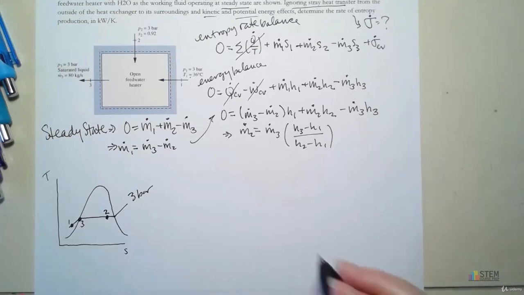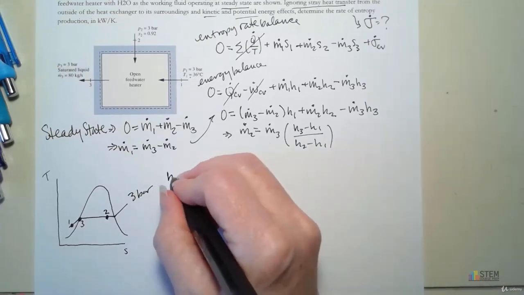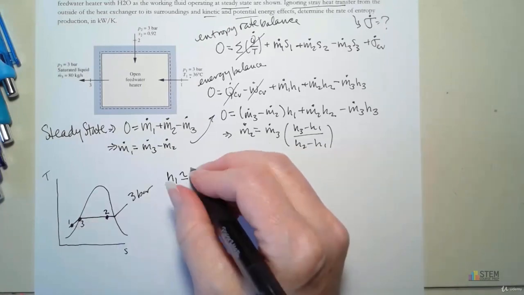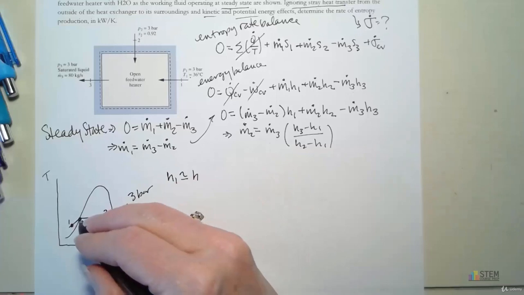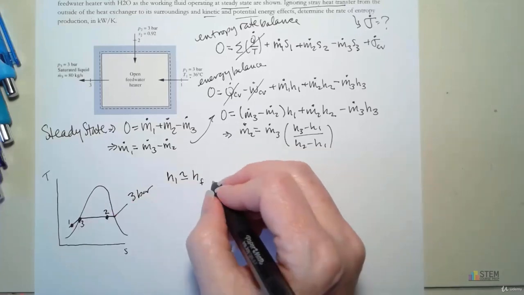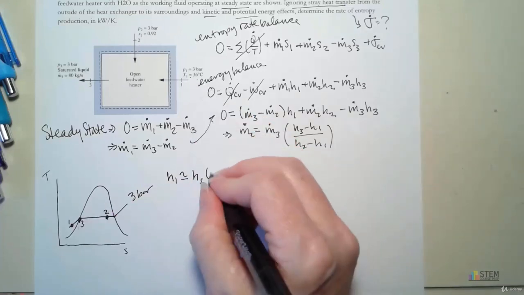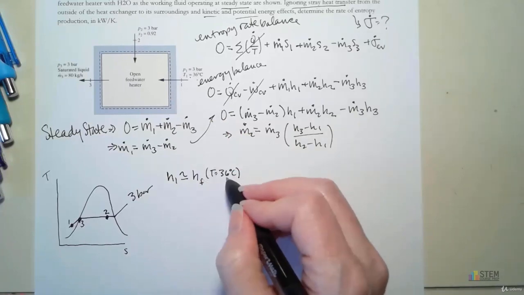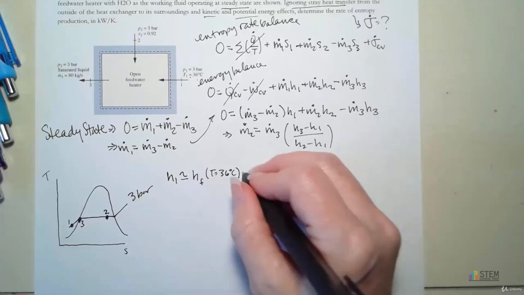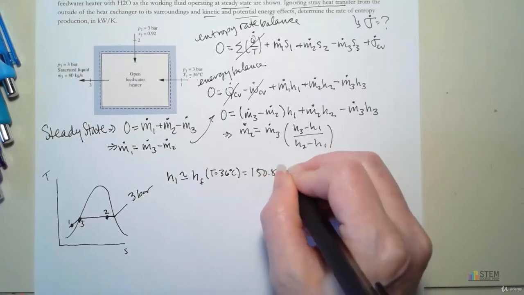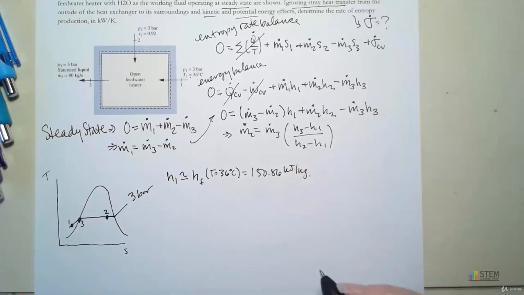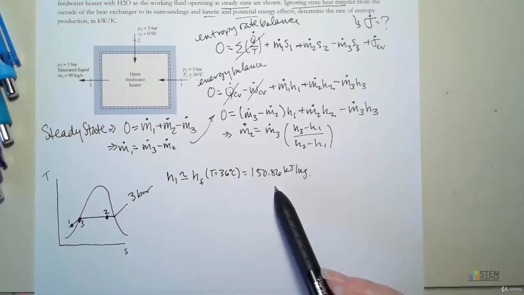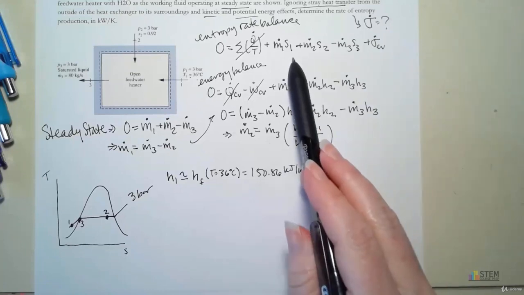Now keeping all that in mind, let's get our values. So for h1, that's that compressed liquid one, we're going to say that's approximately equal to the saturated liquid point at T equals 36. So you go to your liquid table, look up this temperature, and get the hf value. That'll be 150.86 kilojoules per kilogram. And while we're in the tables, let's go ahead and get the s values, because look up here, we're going to need those.